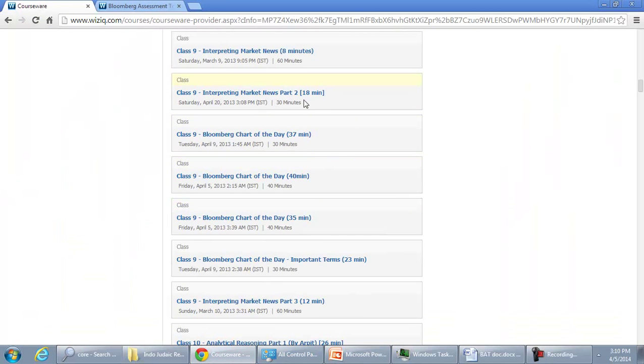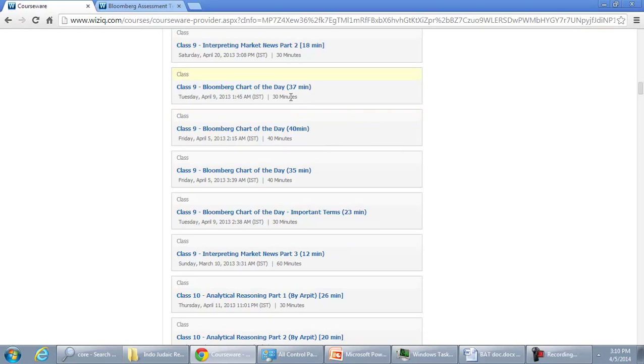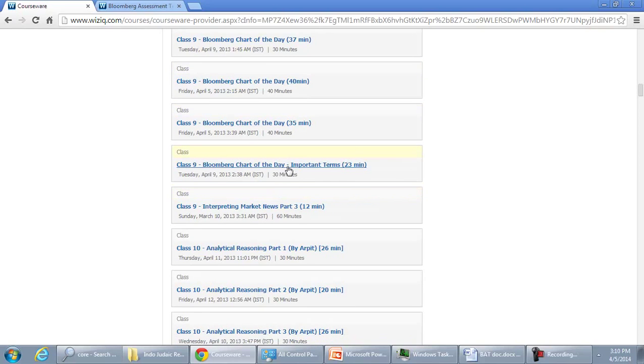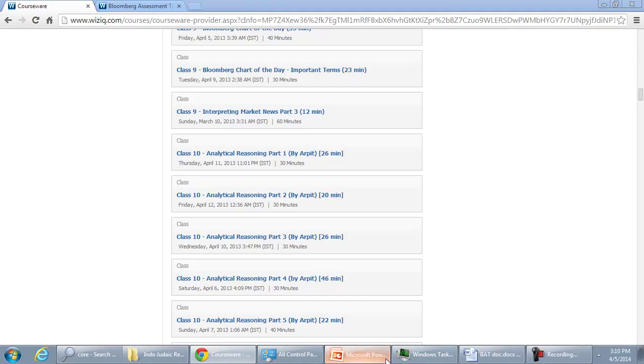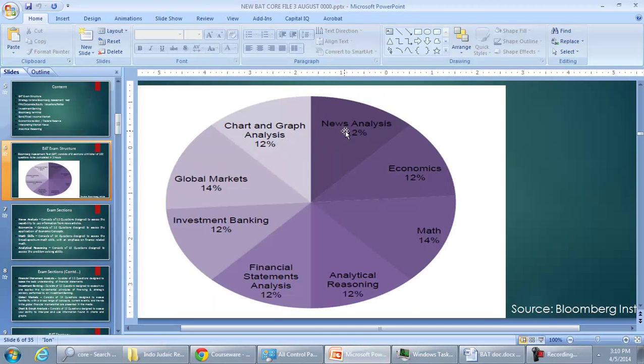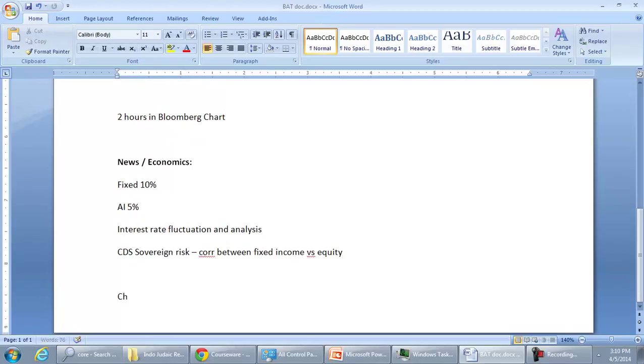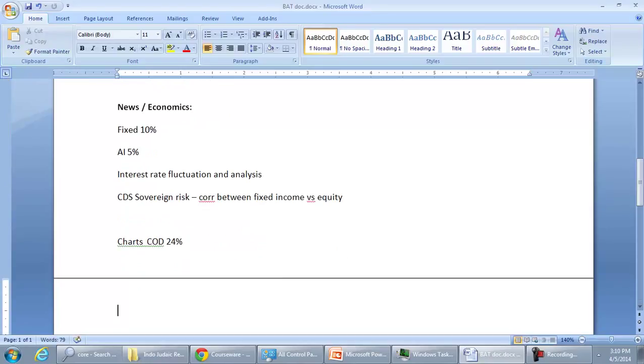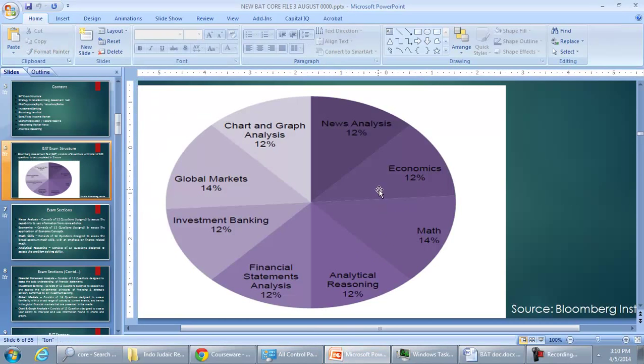Then we have interpreting market news: how to use Bloomberg's website, understanding different sections of the website, chart of the day, and interpreting market news. So as you can see, the news section is 12%, chart analysis 12%. So just doing these charts, or chart of the day, you can actually hit around 24% of the exam. So if you just do the chart of the day, you can hit 24%.